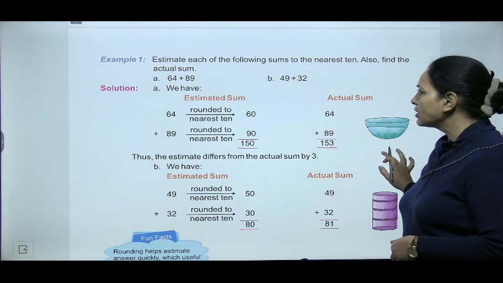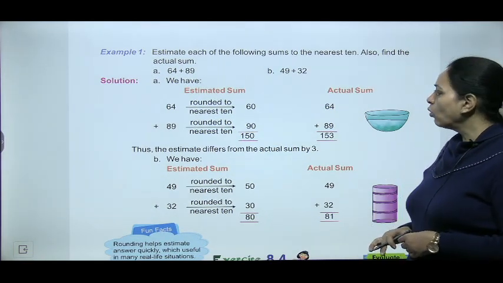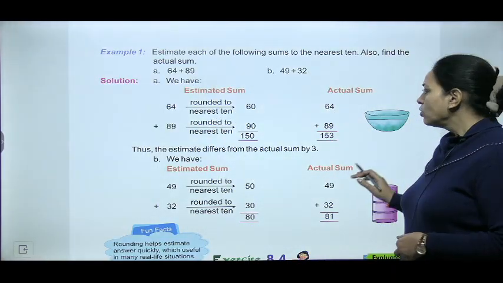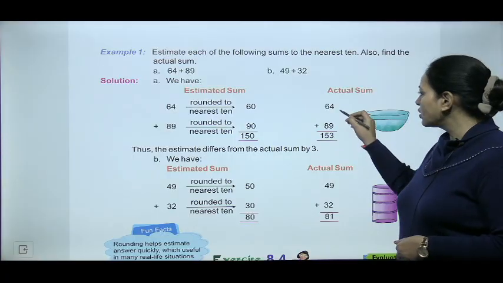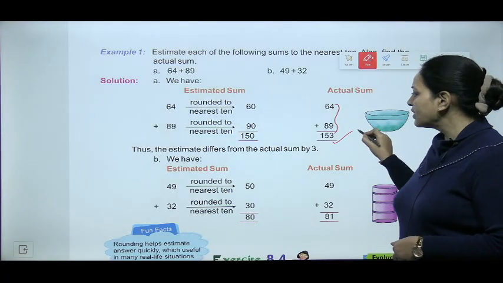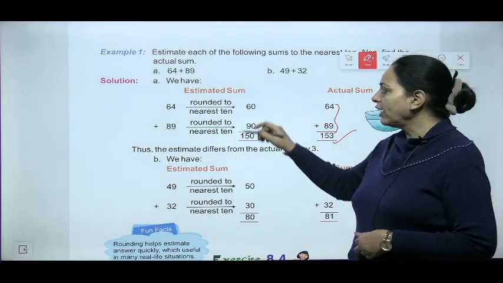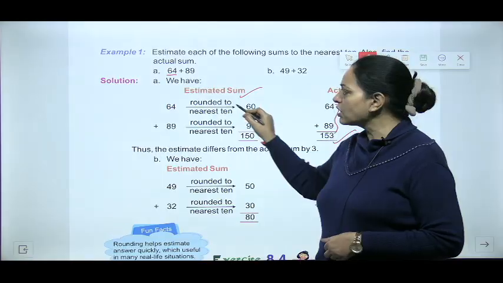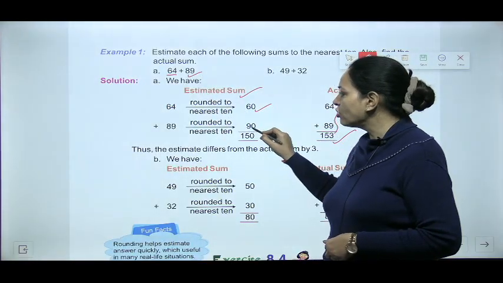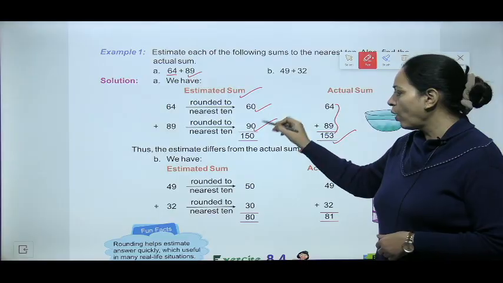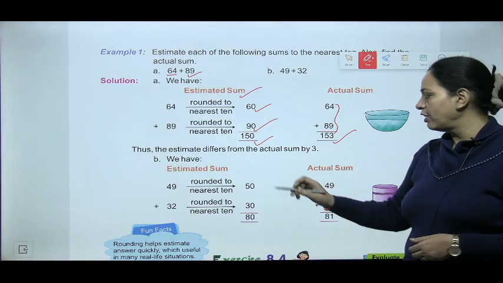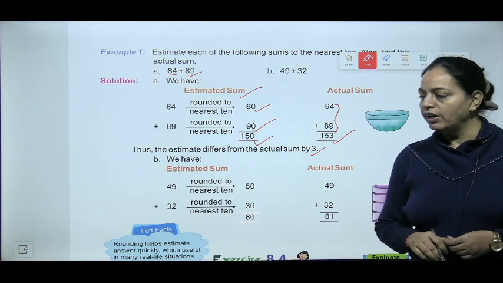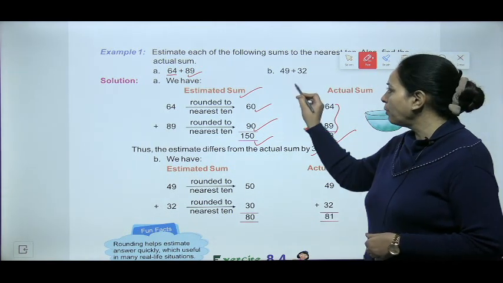See example 1. Estimate each of the following sums to the nearest 10 and also find the actual sum. Like A part 64 plus 89. So first you can find the actual sum 64 and 89. This is 153. Now find the estimated sum. 64 rounded to, it is nearest to 60 and 89 is nearest to 90. दोनों को ऐड कर दे 150. Okay, and what is the difference between these? 3.